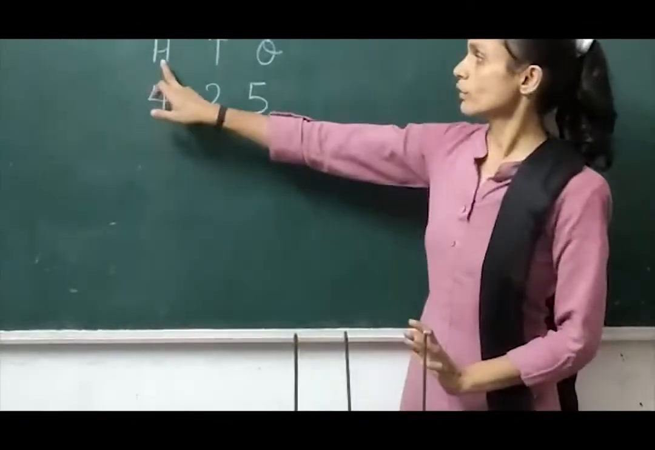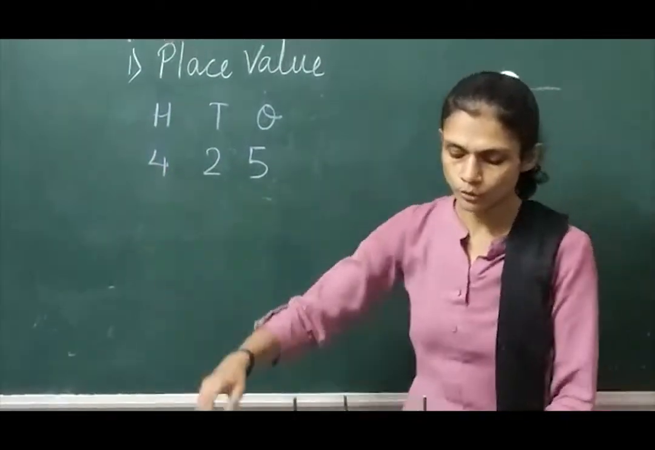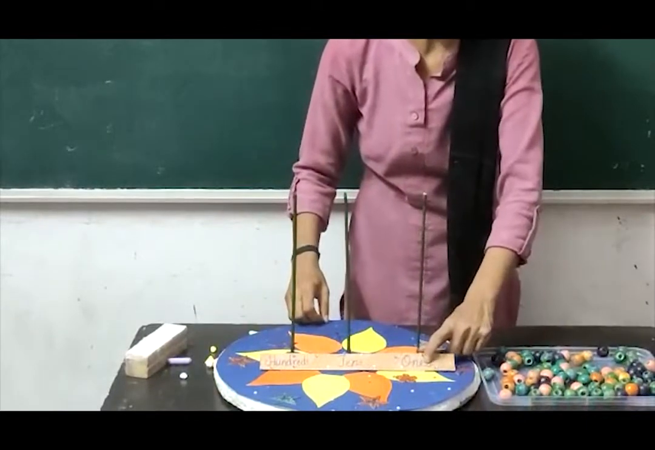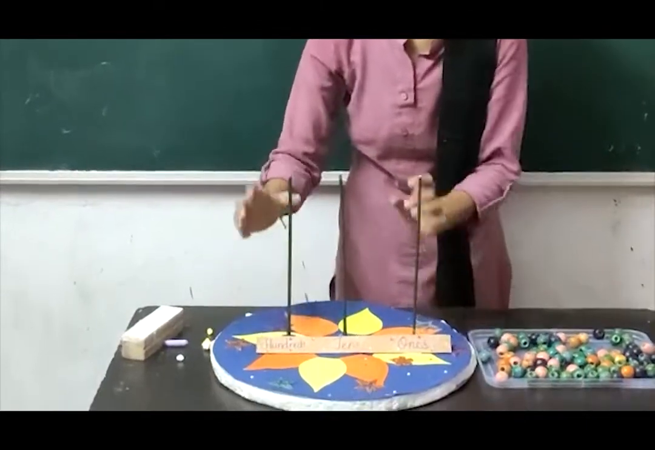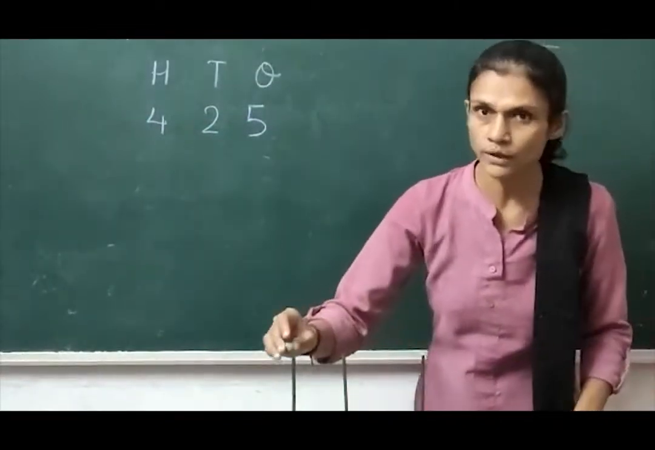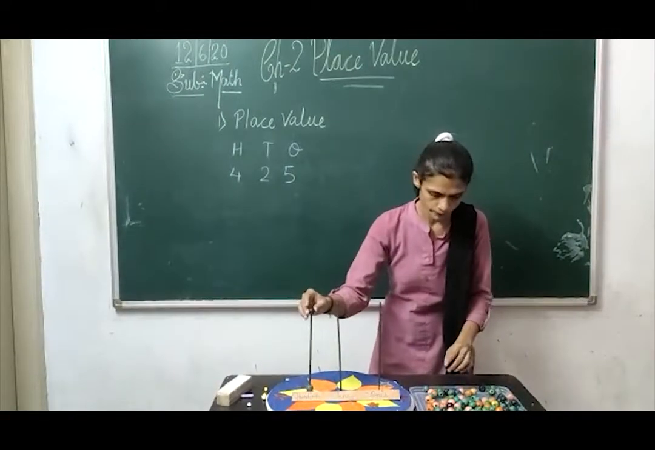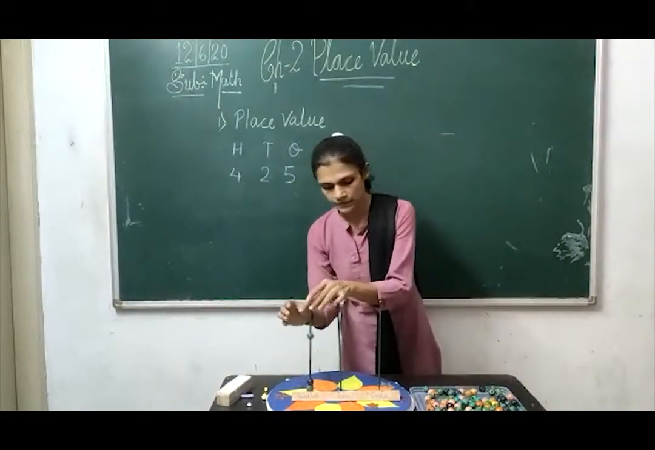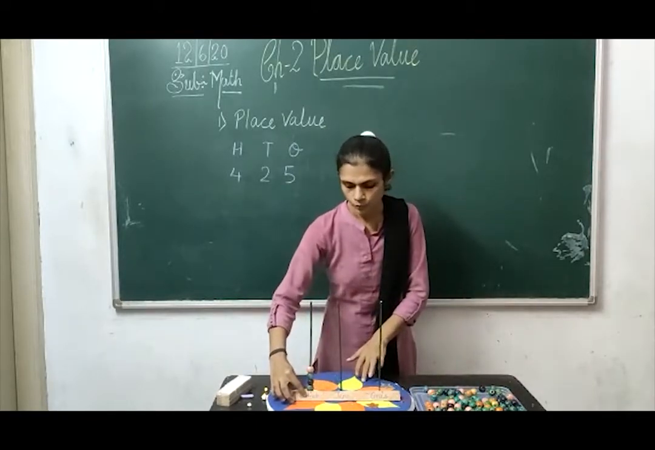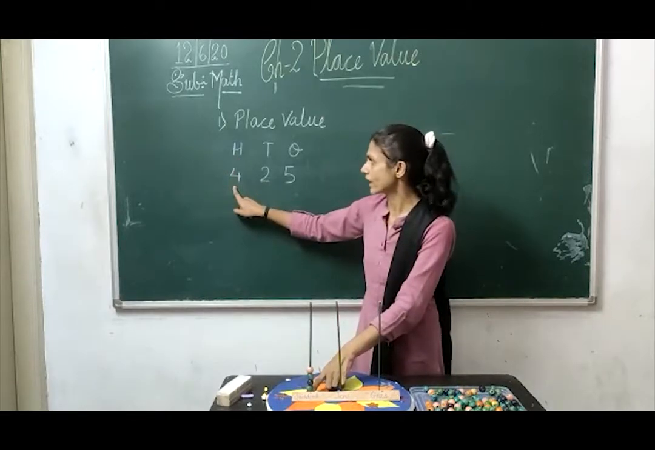Now we have to look at the hundreds place. What is given in the hundreds place? Here given 4. Here written hundreds. This is a spike of tens and this is a spike of ones. In that spike I will put on the beads. In the hundreds place it is given 4. So I put the beads over here: 1, 2, 3 and 4. So I kept 4. Okay, so it becomes 400. The hundreds place is 4, so it becomes 400.